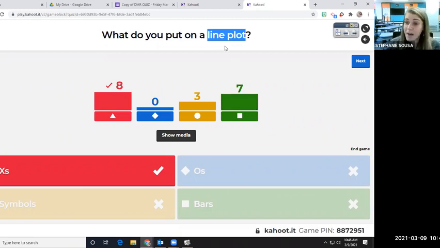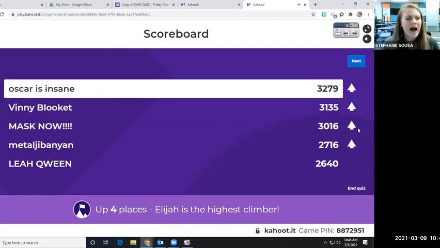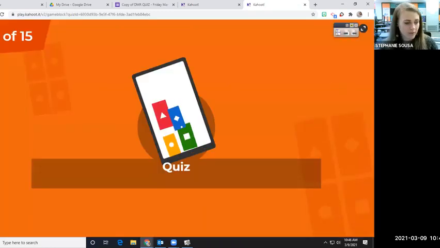Come on, line plot, bars. I have done better than that for you. I know you have. Y'all are spiting me. Oh, Oscar with the upset, stealing that first. Elijah up 4 places, highest climber. All right, here we go.